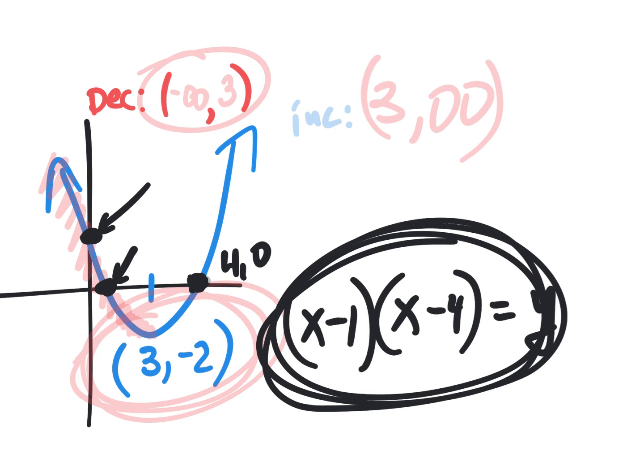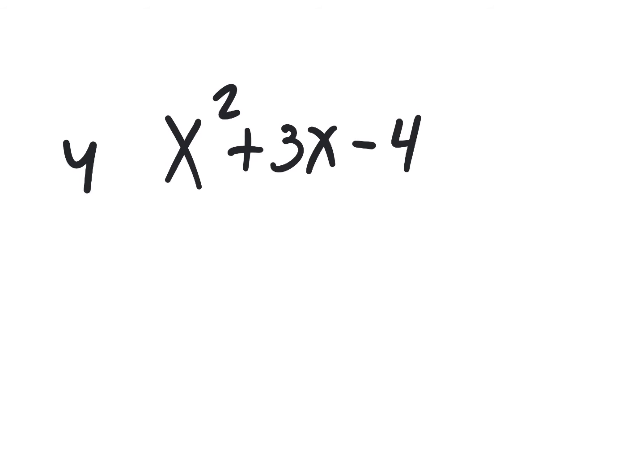(x minus 1)(x minus 4). You ever seen anything like that before? All right, everybody write this one down. x squared plus 3x minus 4. That's called general form of an equation. Put a little y equals in front of it. Everybody put that y equals in there.